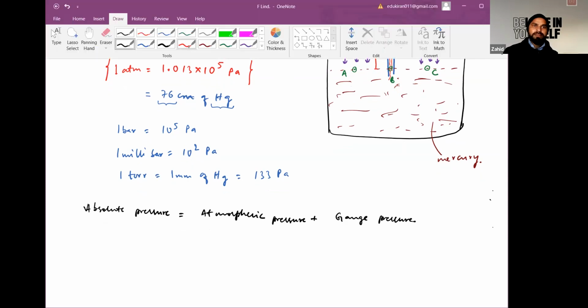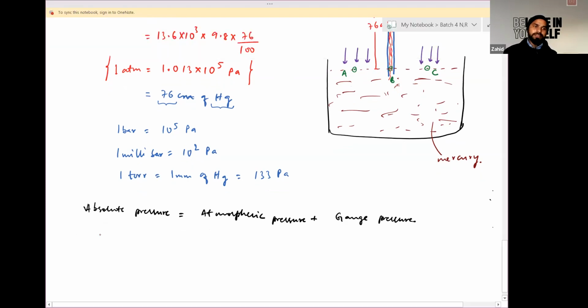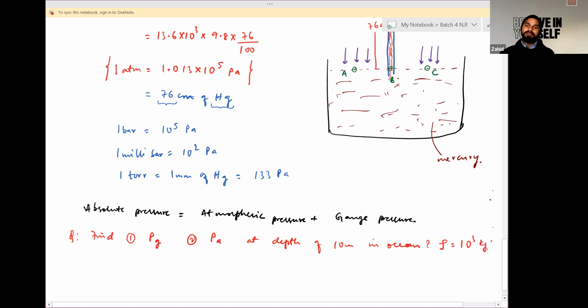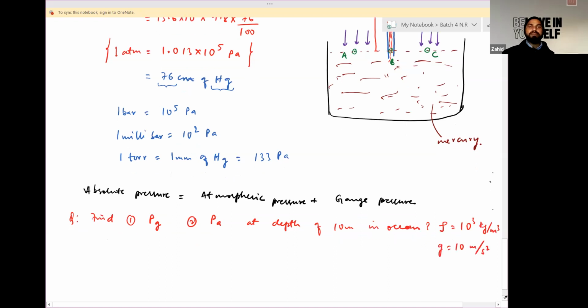On the basis of this, try to solve a question. Find the gauge pressure and absolute pressure at a depth of 10 meter in the ocean. Take density of water to be 1000 kg per meter cube and gravity to be 10. Try to solve using the above formula.